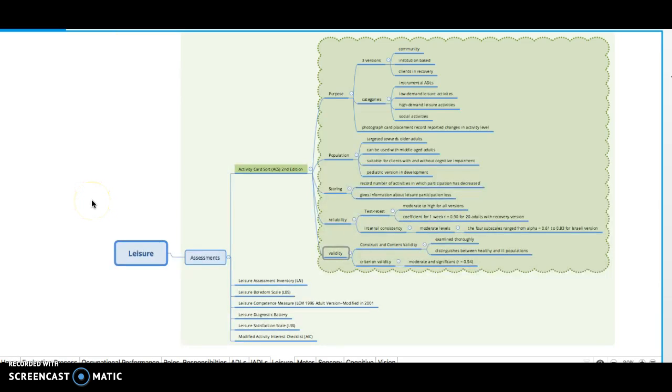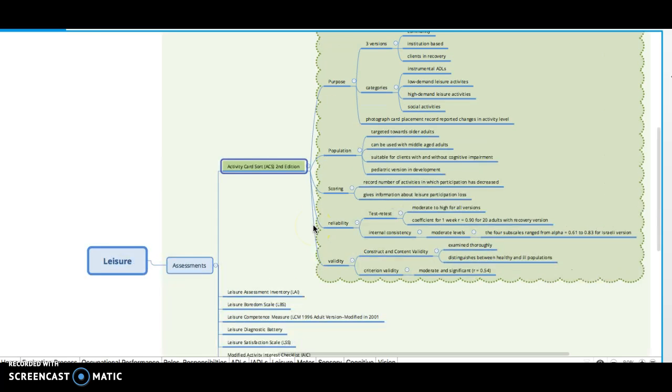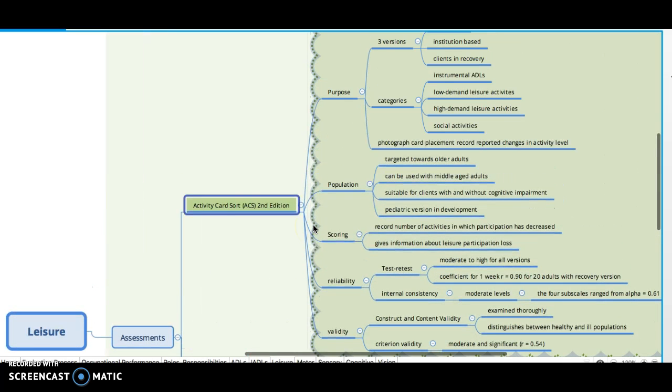From the leisure assessments available, we practiced the Activity Card Sort in lab to evaluate changes in leisure activity associated with changes in health status.